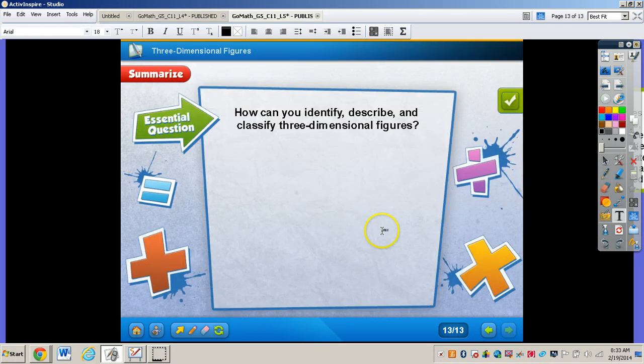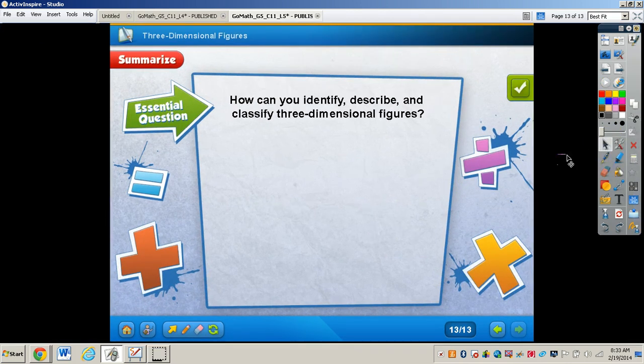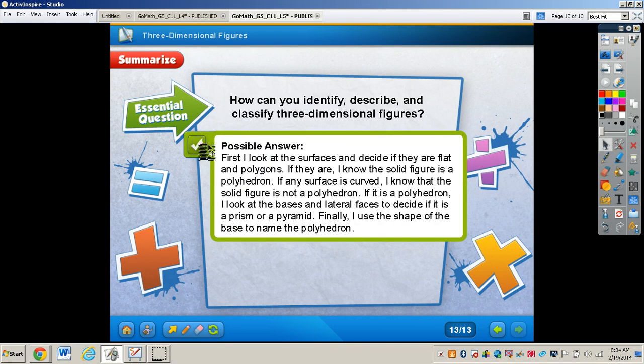So let's take a look at the essential question. The essential question is, how can you identify, describe, and classify three-dimensional figures? And the answer for this, we can first look at the surfaces and decide if they are flat and polygons, and if they are, we know that the solid figure is a polyhedron. If any surface is curved, I know that the solid figure is not a polyhedron. If it's a polyhedron, we can look at the bases and lateral faces to decide if it is a prism or a pyramid. Then finally, we can use the shape of the base to name the polyhedron. So this is the answer to the essential question.